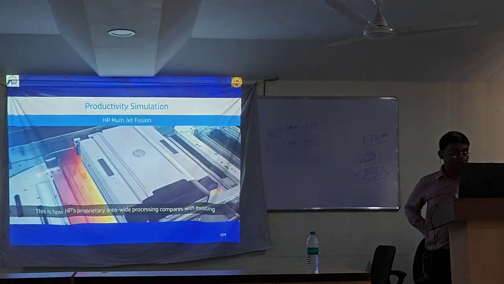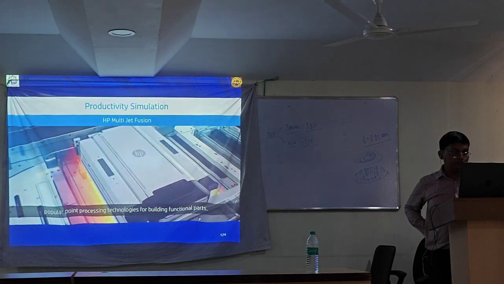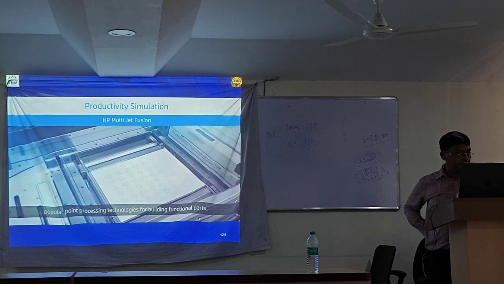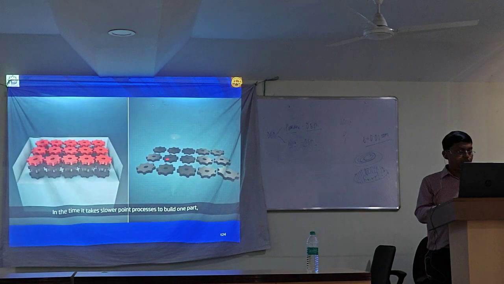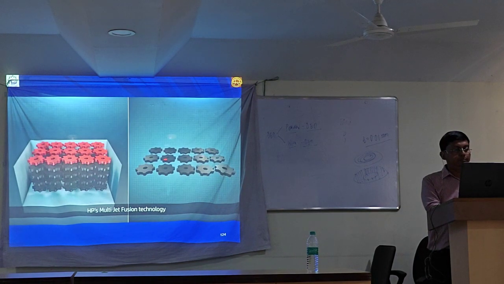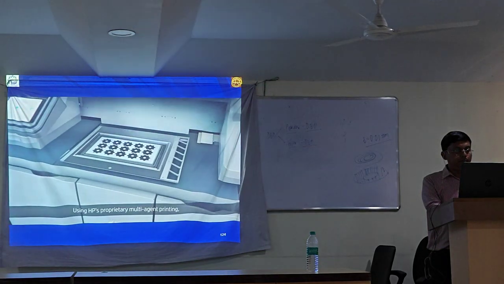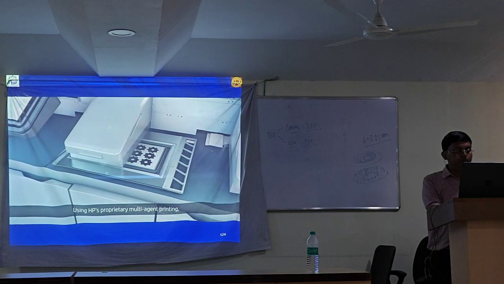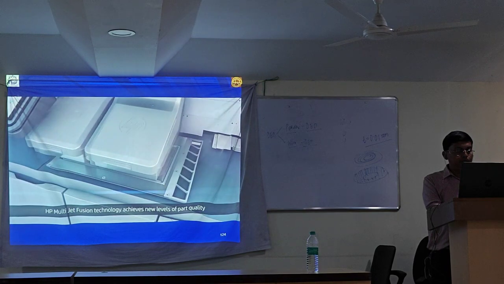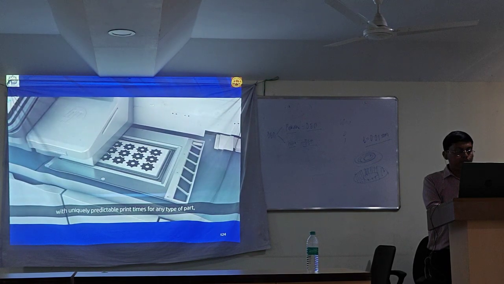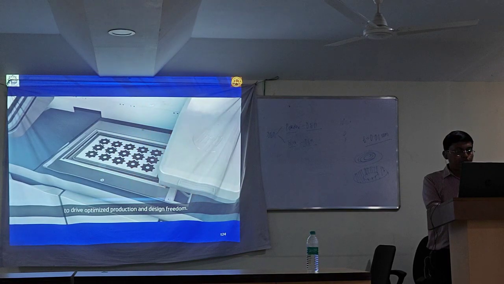This is how HP's proprietary area-wide processing compares with existing popular point processing technologies for building functional parts. In the time it takes slower point processes to build one part, HP's multi-jet fusion technology can produce functional parts in a fraction of the time. Using HP's proprietary multi-agent printing, HP multi-jet fusion technology achieves new levels of part quality with uniquely predictable print times for any type of part to drive optimized production and design freedom.